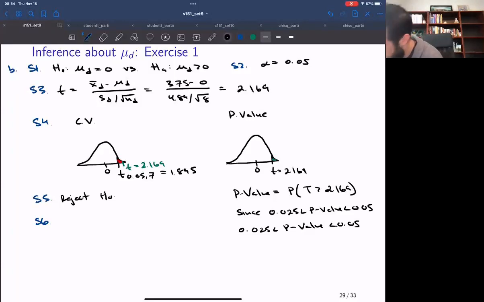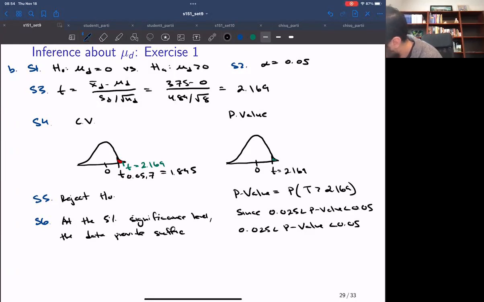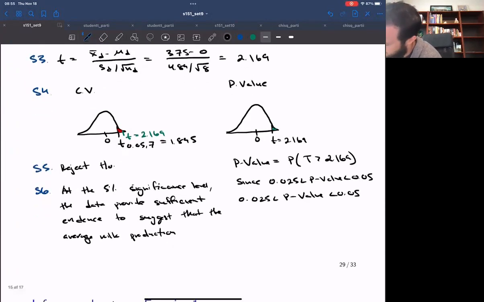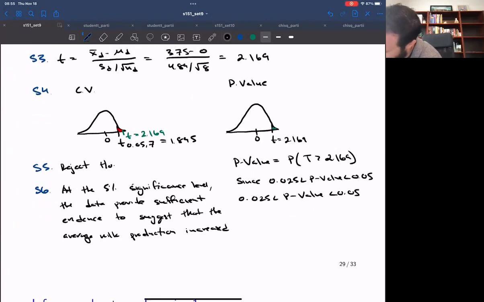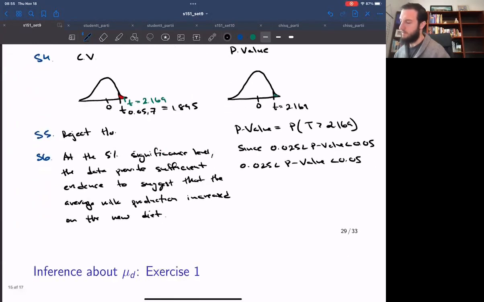All right, and then on step 6, we can say at the 5% significance level, the data provide sufficient evidence to suggest that the average milk production increased on the new diet.